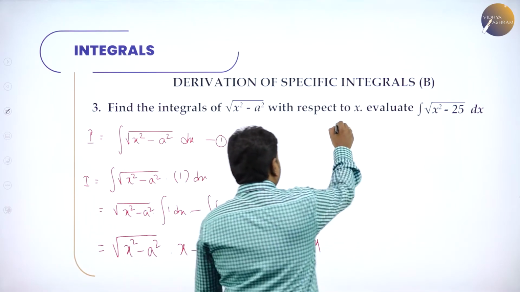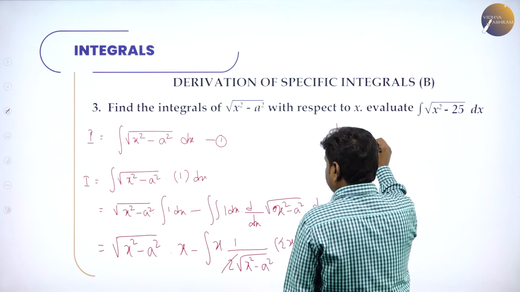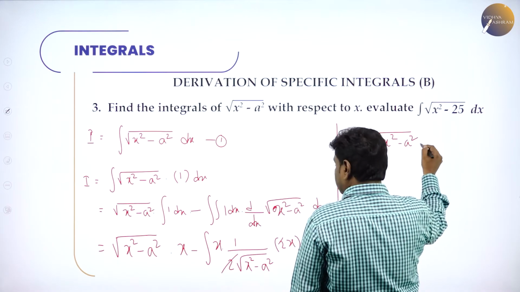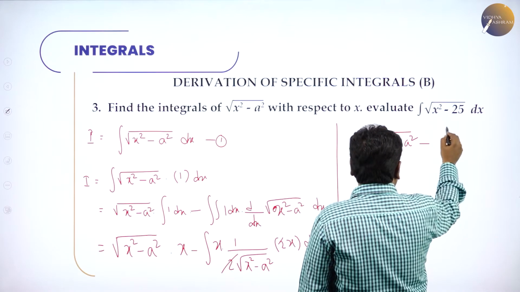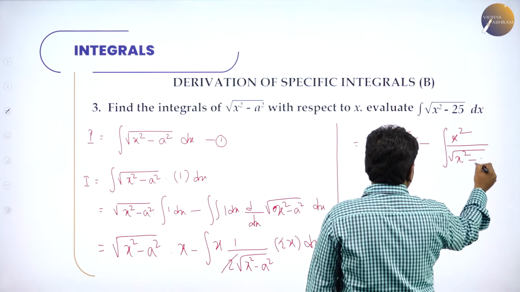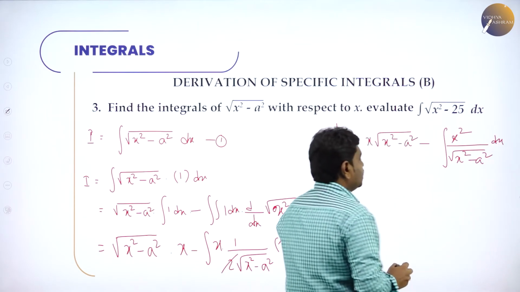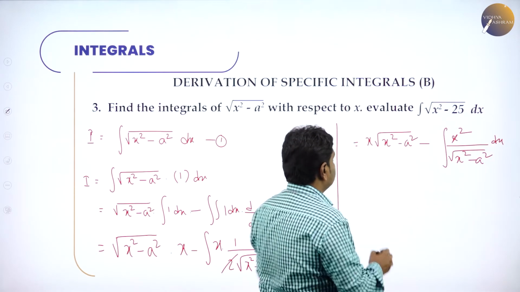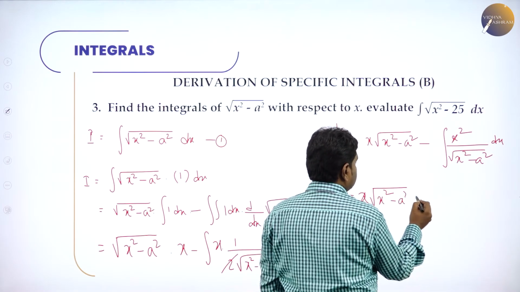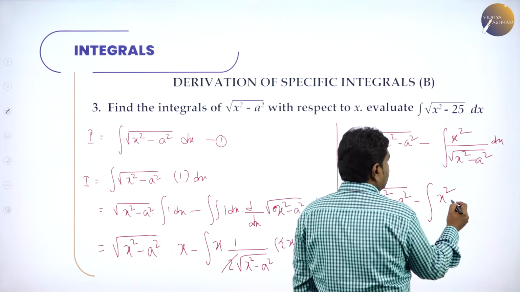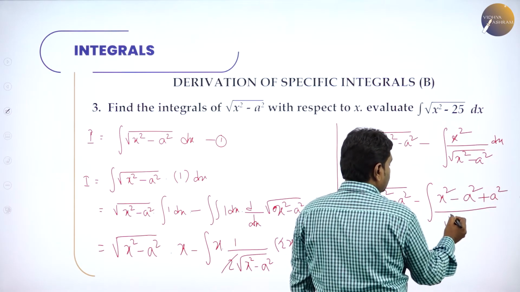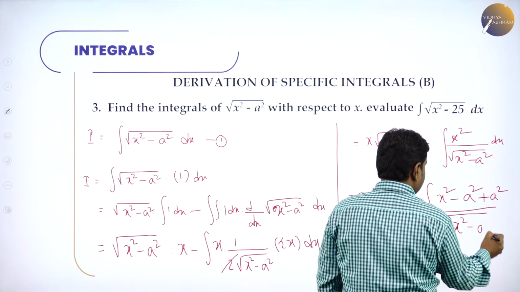Further, if you simplify this, it will become x into root of x square minus a square minus the integral of x into x, which is x square, divided by root of x square minus a square dx. Now you can see x square is there but minus a square is missing. Add and subtract what? A square. So x square, add and subtract a square: x square minus a square plus a square divided by root of x square minus a square dx.